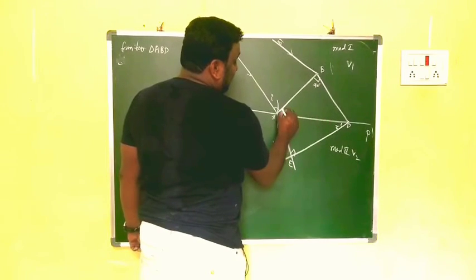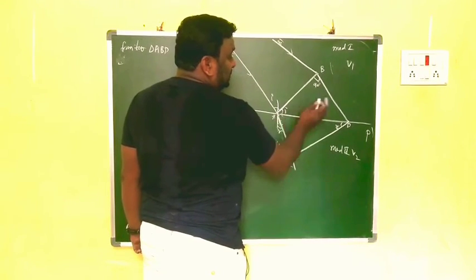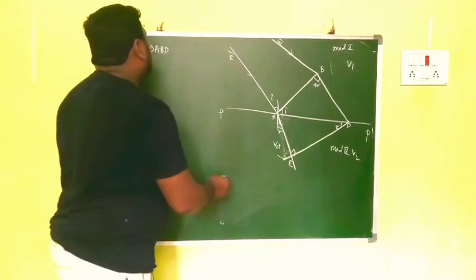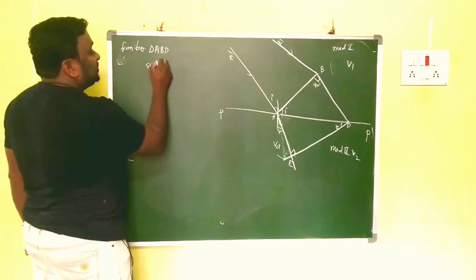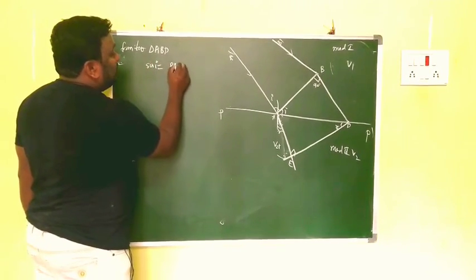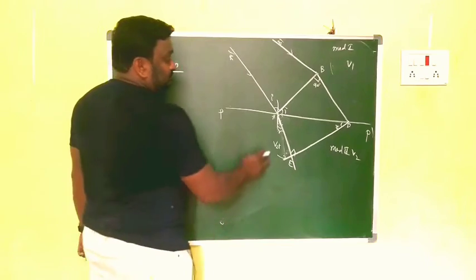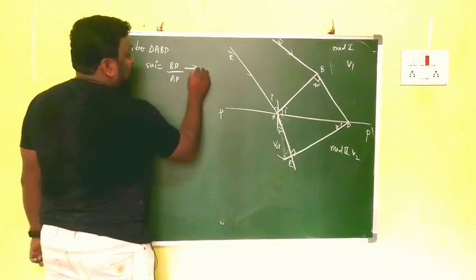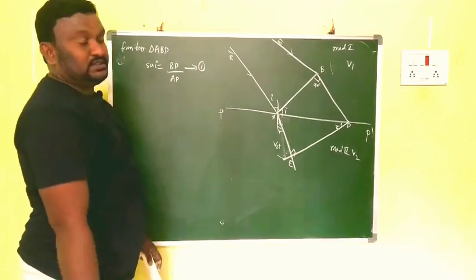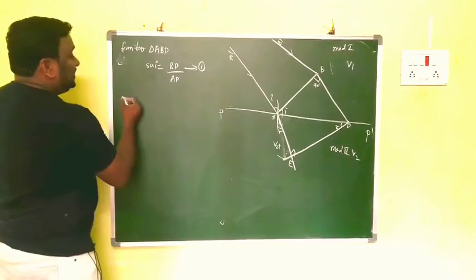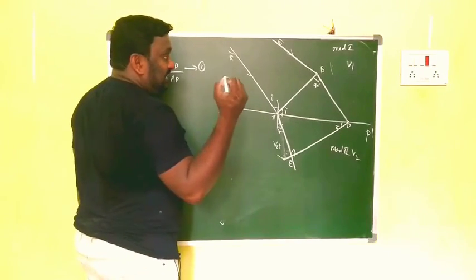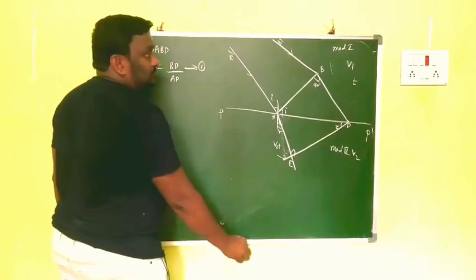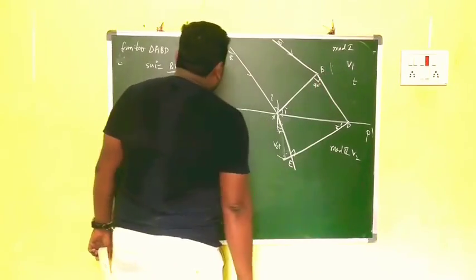And here, this is the angle i. So this is the opposite side, and this is the hypotenuse. That's why I am writing sin i is equal to BD by AD, equation number 1. Clear? Here the time taken by the ray to move from B to D is t. Clear?